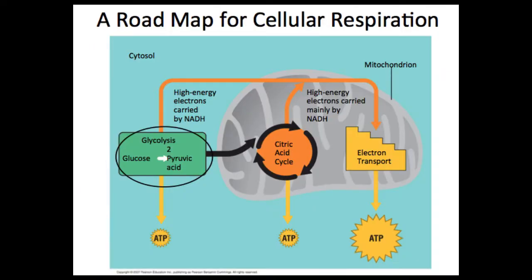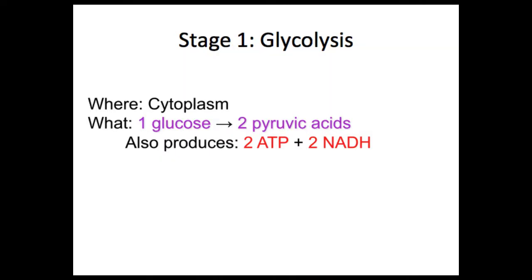To help us keep track of all of the stages of cellular respiration, we have a roadmap. And this roadmap is for the path of a single glucose molecule during the cellular respiration process. And notice we start outside of the mitochondrion. The first part of cellular respiration is called glycolysis, and glycolysis occurs outside in the cytosol, that fluid matrix that surrounds all organelles.